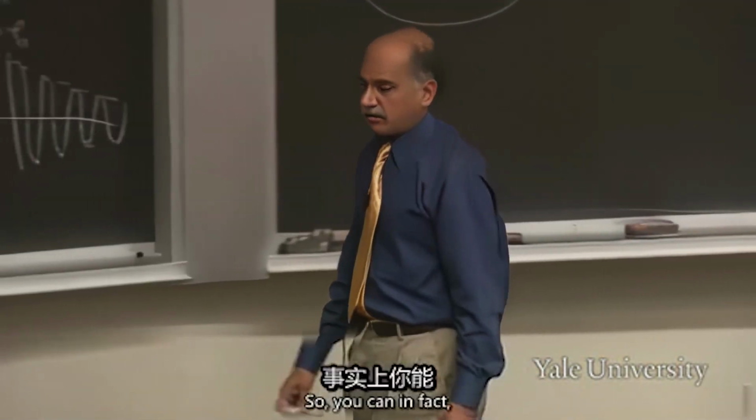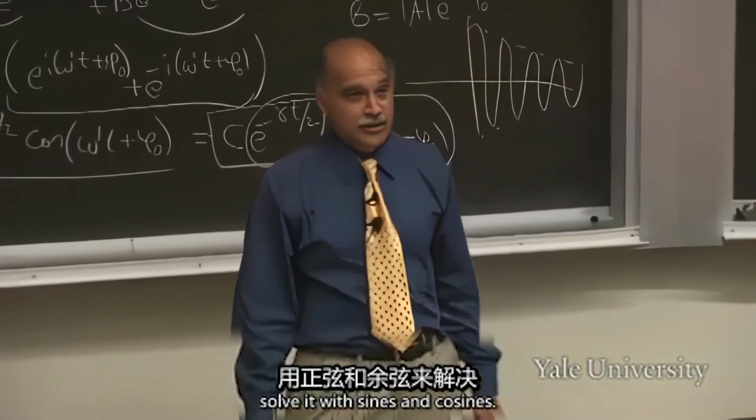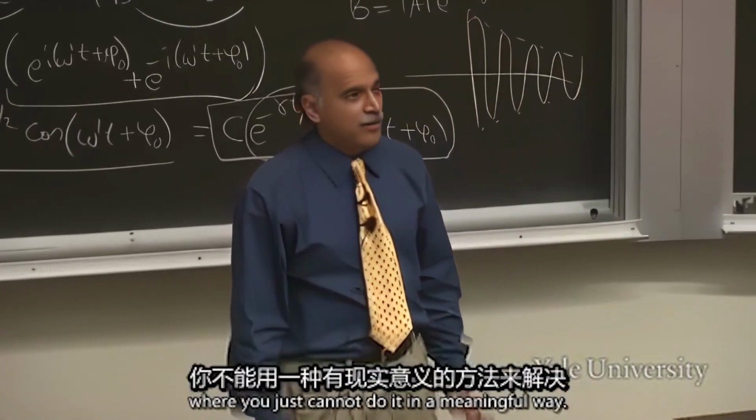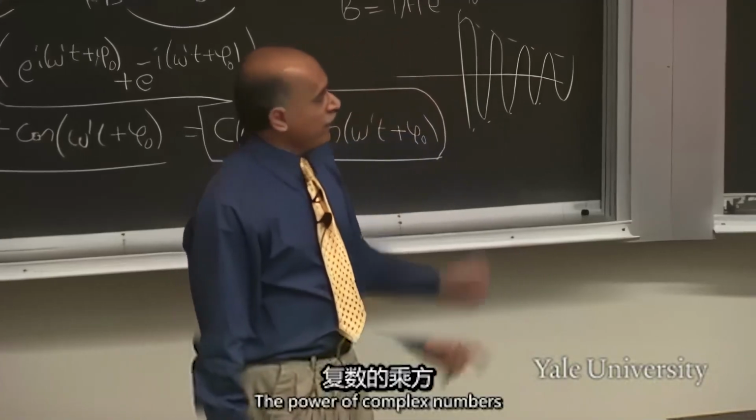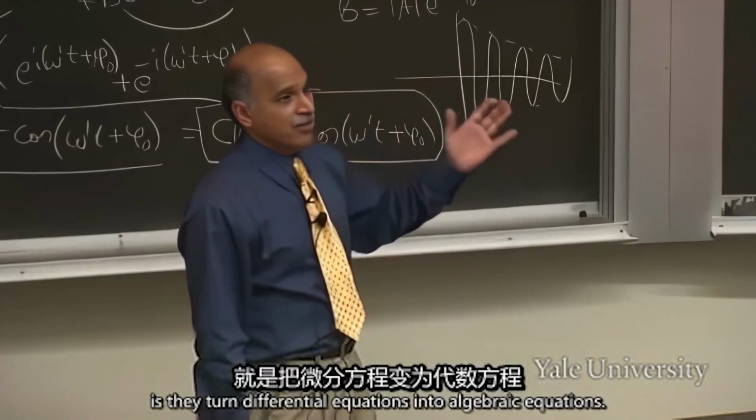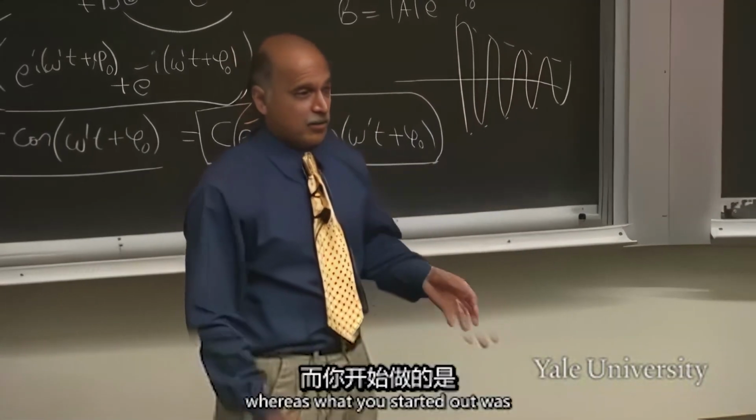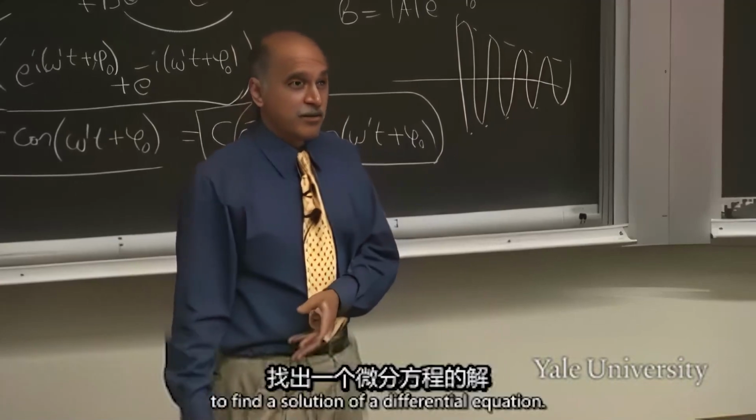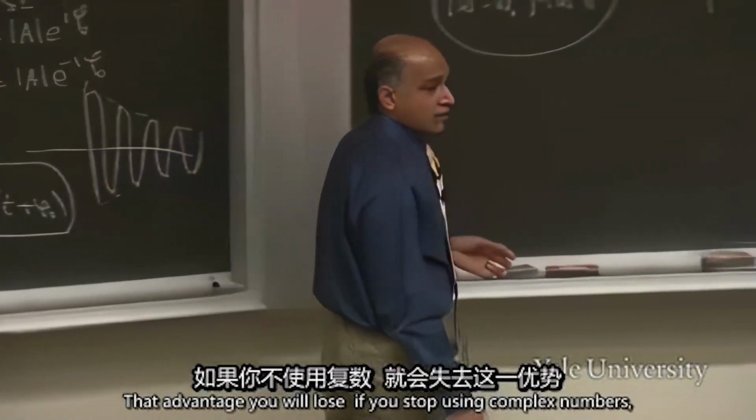So you can, in fact, by orgy of trigonometric identities, solve it with sines and cosines. But eventually, I'll give you a problem where you just cannot do it in a meaningful way. The power of complex numbers is they turn differential equations into algebraic equations. All you have to do is find the roots of a quadratic equation, whereas what you started out was to find the solution of a differential equation. That advantage you will lose if you stop using complex numbers.